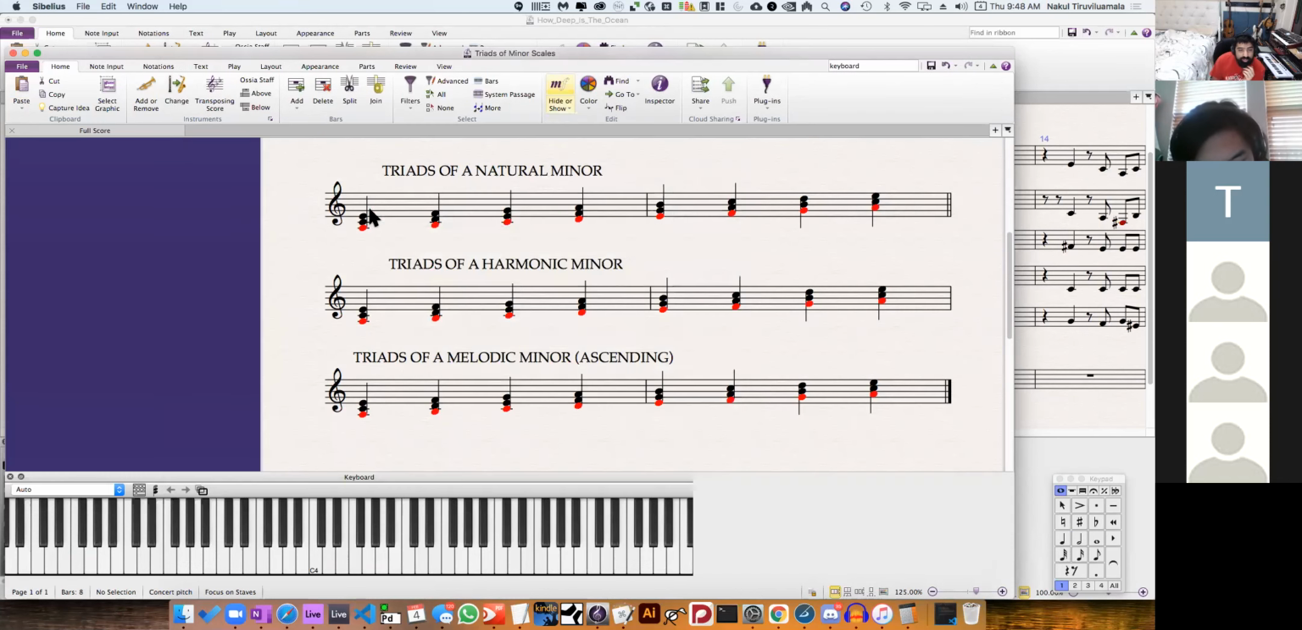Okay. So what we have here in terms of quality, we have an A, C, E. So this right here is a minor third, and then we've got a major third. So what triad are we dealing with?